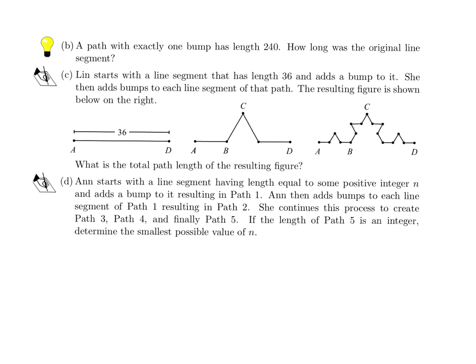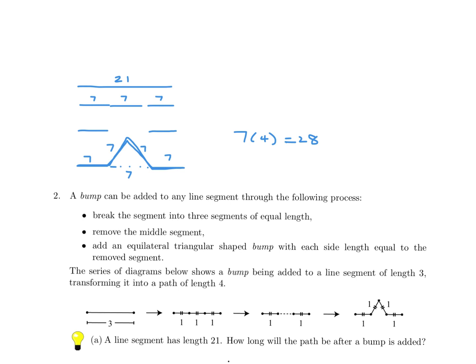Part B of this question: a path with exactly one bump has length 240. How long was the original segment? Okay, so they're sort of working backwards this time. So let's just go back to the original question. Now they're saying they have something like this, but instead of 28, it's 280. Okay, so that basically means that this whole thing is 280.